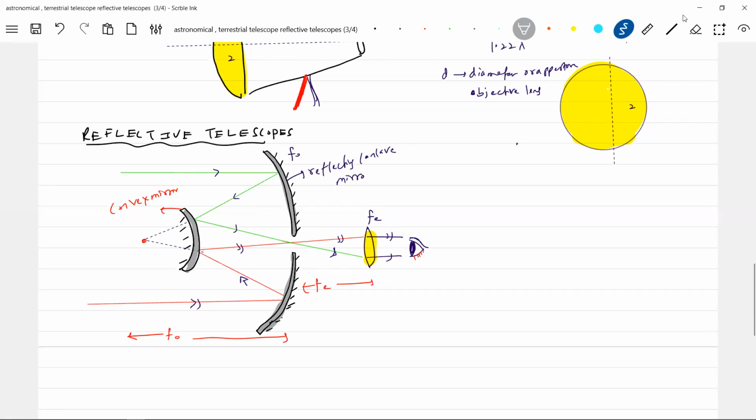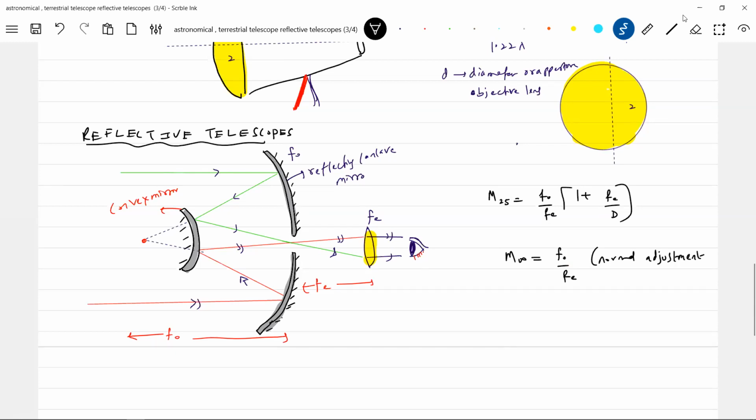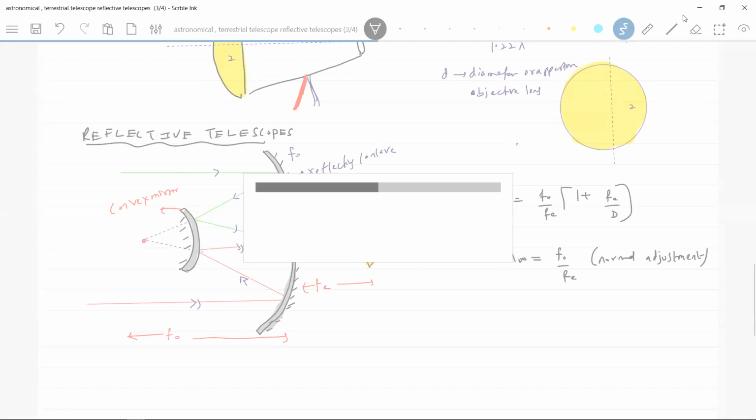What about the magnifying power? The same formulas, nothing will change. For near point, M equals 25, I think these are the formulas we were using. F naught by FE, one plus FE by D. For far point, if the image is at far point, it will be F naught by FE. This is called normal adjustment. The same formulas, everything. The only thing is the objective lens is replaced with a reflecting concave mirror.